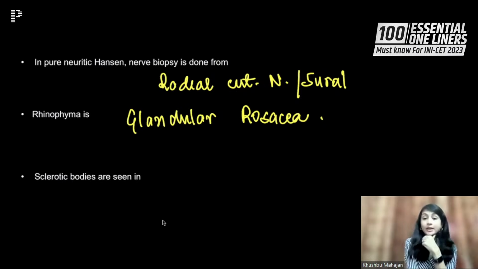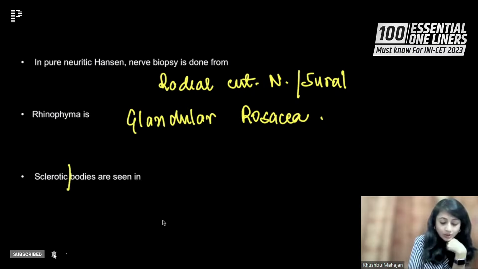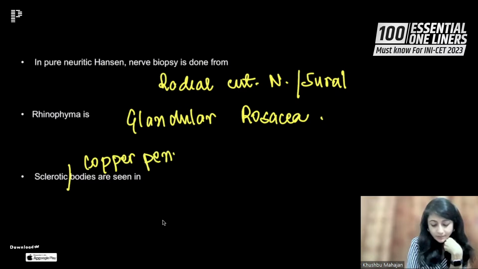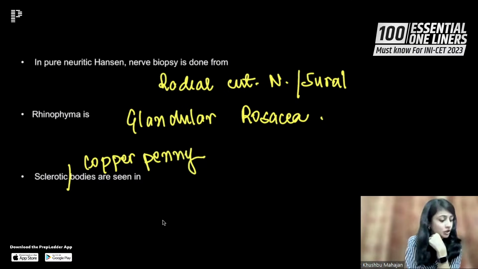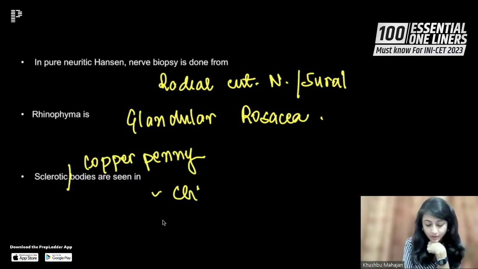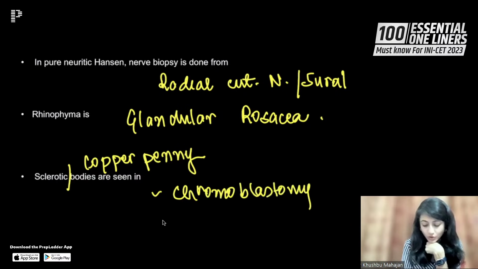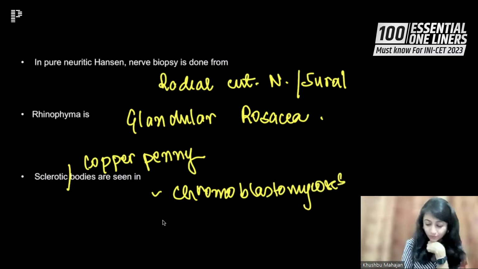Right? Next, sclerotic bodies are seen in... I'll give you another hint here. Sclerotic bodies or copper penny bodies are seen in which condition? Oh, you didn't need the hint. It is chromoblastomycosis. Wonderful.